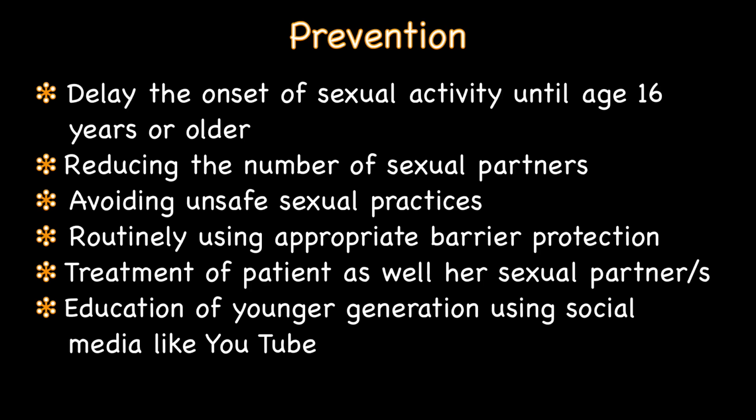Adolescents should be advised to delay the onset of sexual activity until age 16 years or older. Reducing the number of sexual partners. Avoiding unsafe sexual practices. Routinely using appropriate barrier protection, such as male or female condoms. Treatment of the patient as well as her sexual partners. Education of the younger generation using social media will go a long way in achieving this goal.